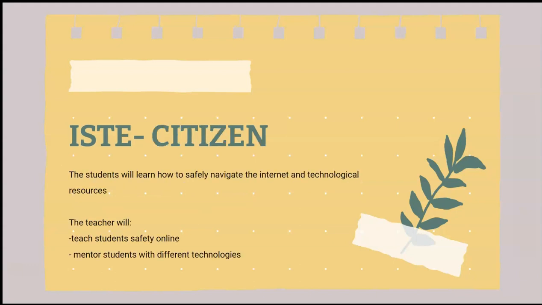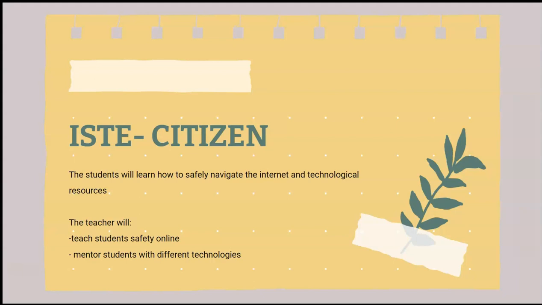For ISTE Citizen, the students will learn how to safely navigate the internet and technological resources. So they're using their laptop, they're using the online Desmos graphing calculator. There's not much outside of that, but I guess if they needed to research more about ellipses, if they were more curious or they were just still struggling with it, I would want them to be able to safely find resources to do that.